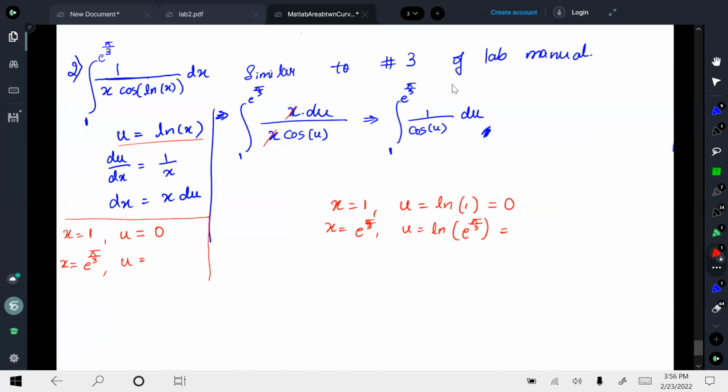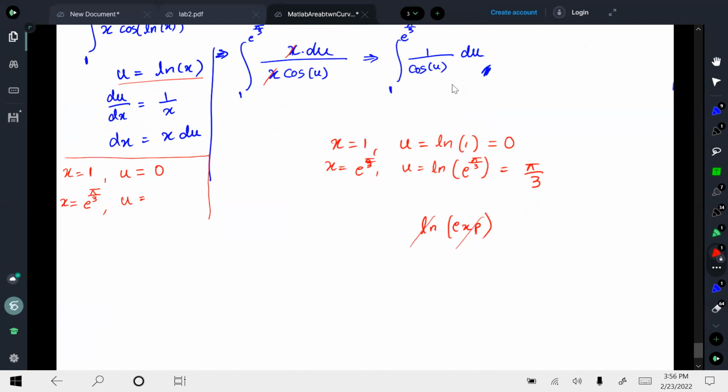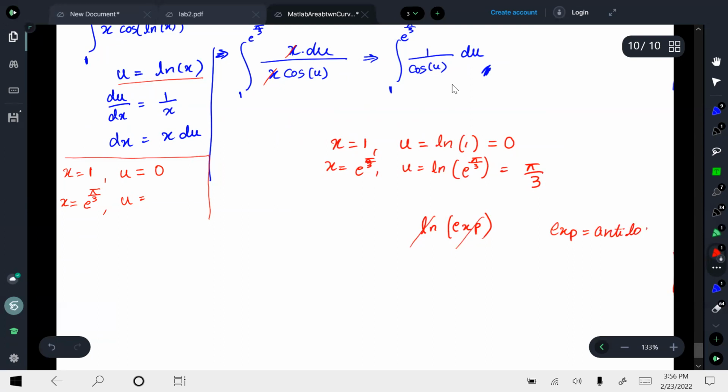Very good. So it is just pi by 3. How? Whenever we have a logarithmic function and an exponential function together, they get cancelled, because the exponential function is nothing but the anti-log. Got it? So these two get cancelled and we are left with pi by 3. Write that here, pi by 3, and I will erase this.